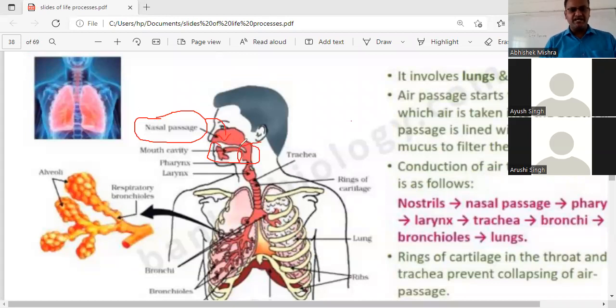Now this nasal passage and the mouth open into a common tube. Before opening into the common tube, you can see here the parts pharynx and the larynx. The larynx, students, do you know what the larynx is? This part, larynx. Anyone, in class 8 also, you all have studied what the larynx is? Raise your hand if you know the answer so that I can unmute you. We are about to discuss the larynx. Anyone?